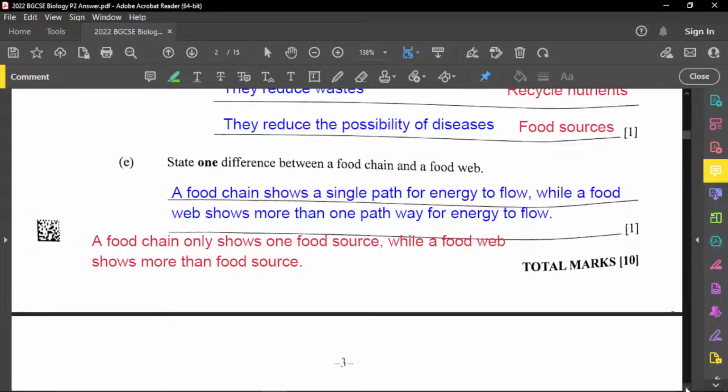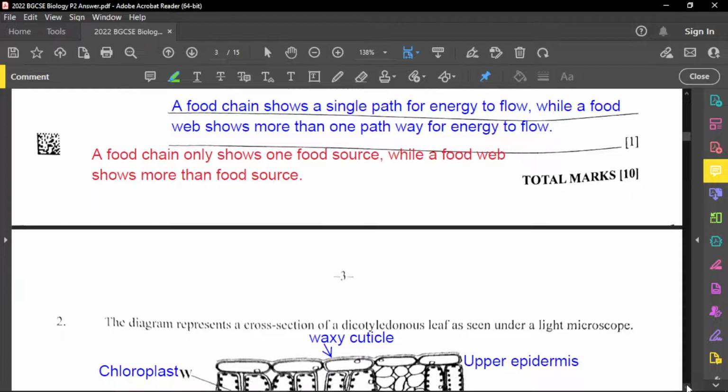For part E, which is the last part of this question, it says to state one difference between a food chain and a food web. I have two notations right here. One is that a food chain shows a single path for energy to flow, while a food web shows more than one path for energy to flow. You can also state it that a food chain shows only one food source, while a food web shows more than one food source. So those are different ways you could state the same thing.